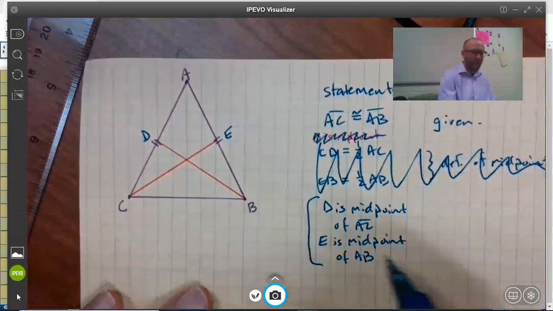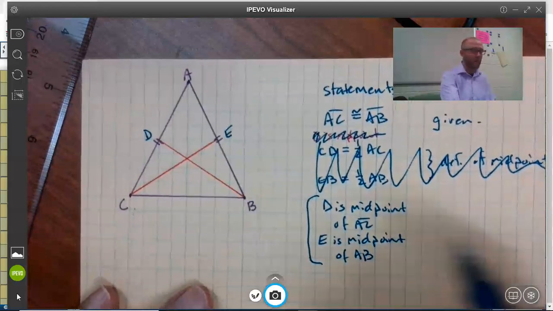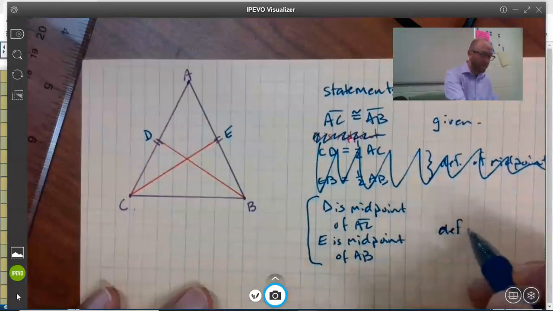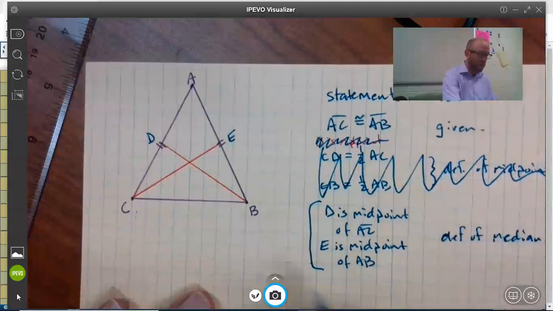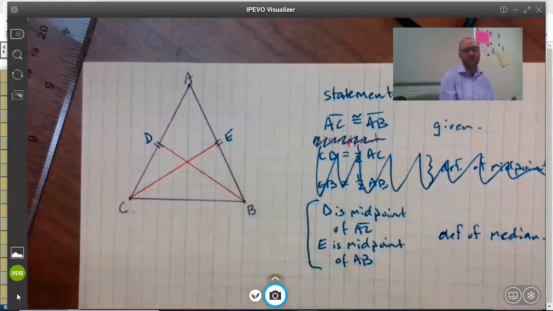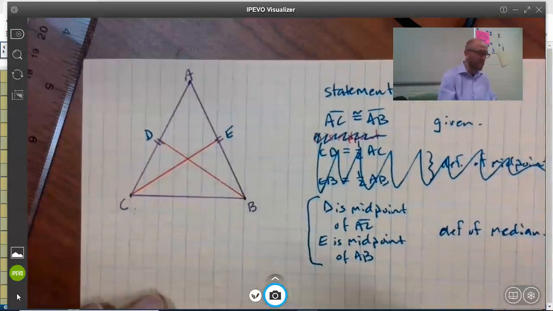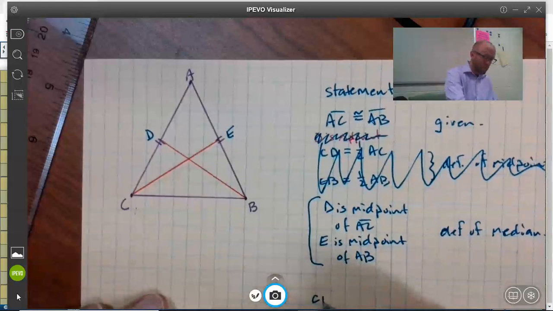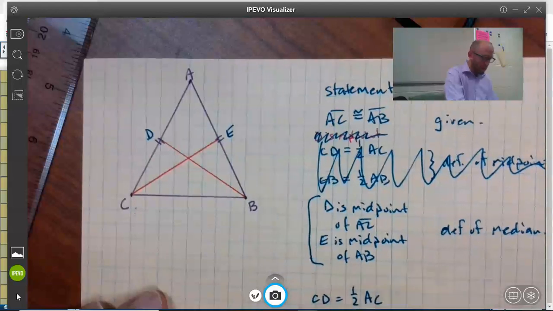Okay. And we're going to say that D is the midpoint of AC and E is the midpoint of AB. How do we know that? Well, because that's the definition of median. Right? We're told that CE is a median, so that's what a median does. It stretches from a vertex to the midpoint, so that must be a midpoint. And therefore, CD is 1/2 of AC and EB is 1/2 of AB.